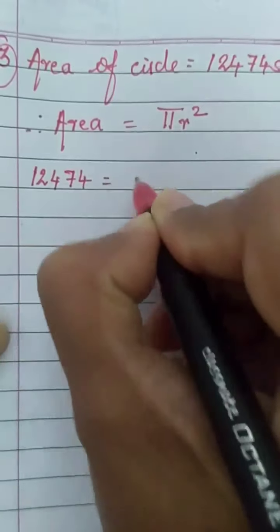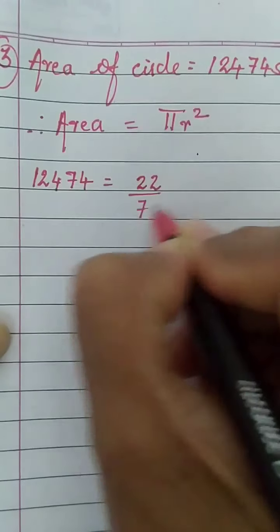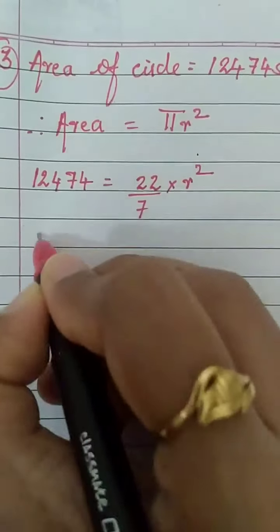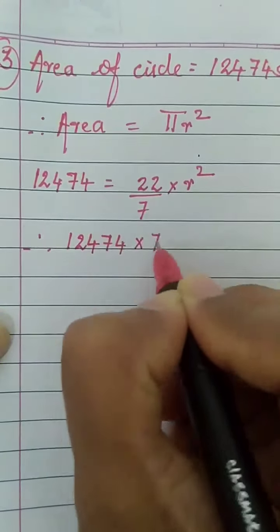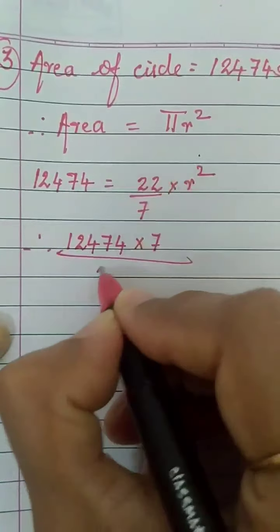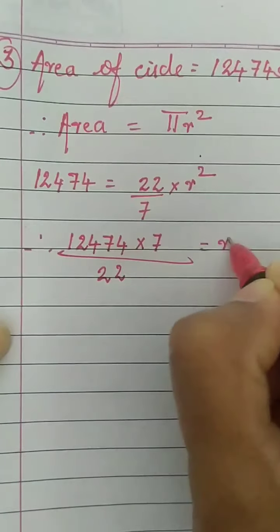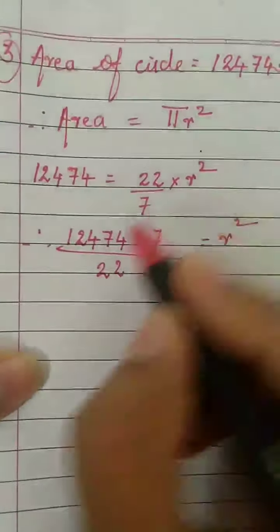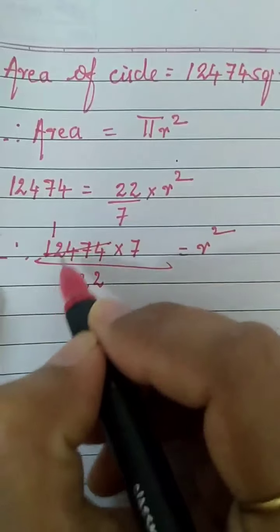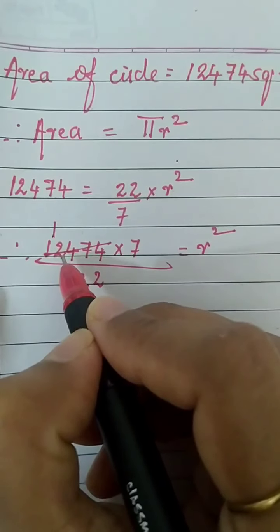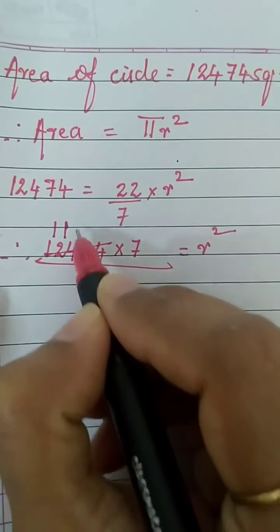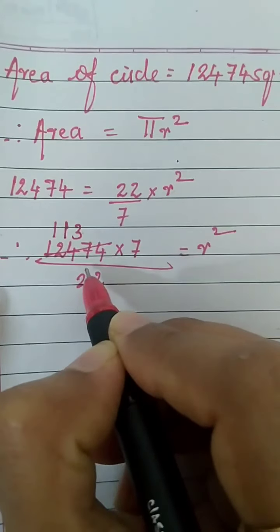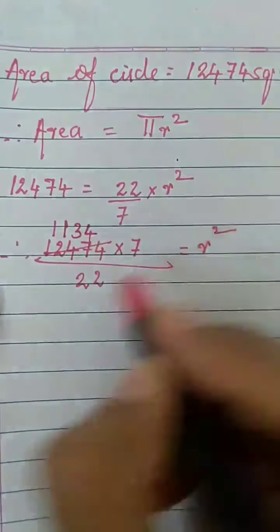12474 is equal to 22 upon 7 into r square. 12474 into 7. 7 will go up, 22 will come down, is equal to r square. Again these two numbers will go in 11's table. 11 ones are 11, okay, 1 and 4. Again 11 ones are 11. So 3 and 7, 3 3's are 33. 4 and 4, 4 11's are 44.